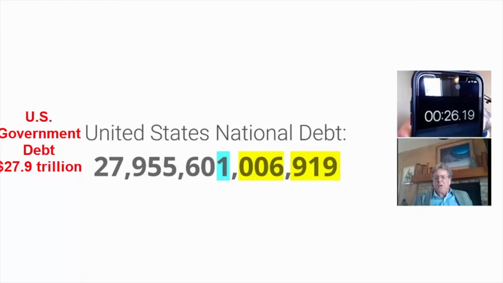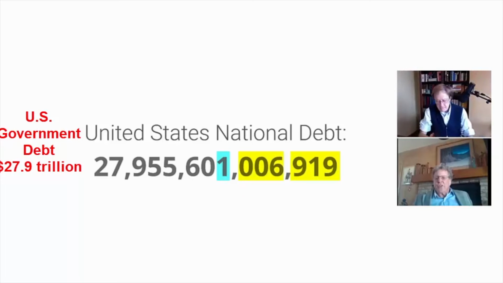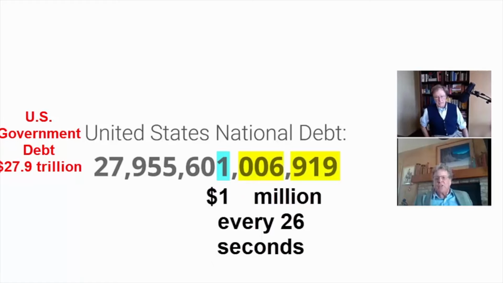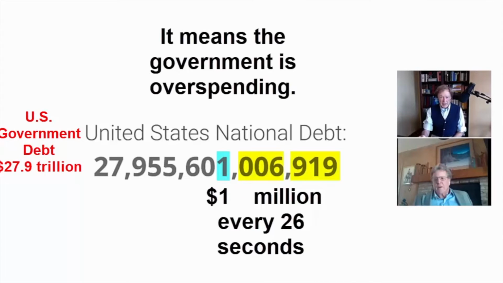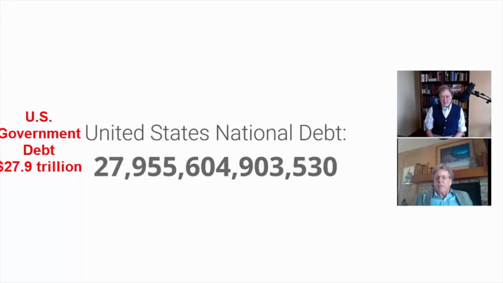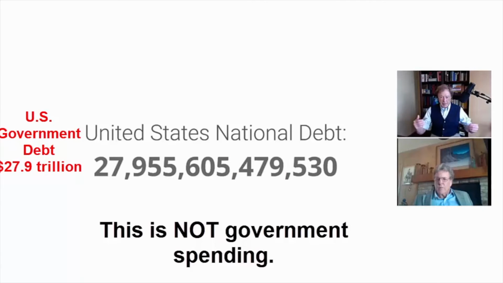Okay. So the national debt at this point in time is rising at $1 million every 26 seconds. This means the government is overspending. This isn't just government spending here. What we're talking about is adding $1 million to the national debt every 26 seconds, not to be confused with just government spending, using money that we have, paying expenditures. This is overspending beyond what we already owe.